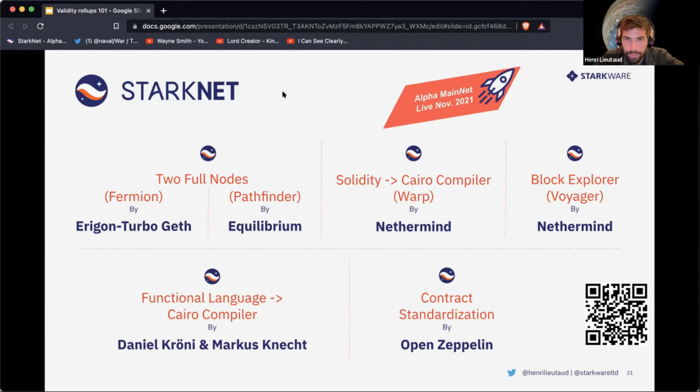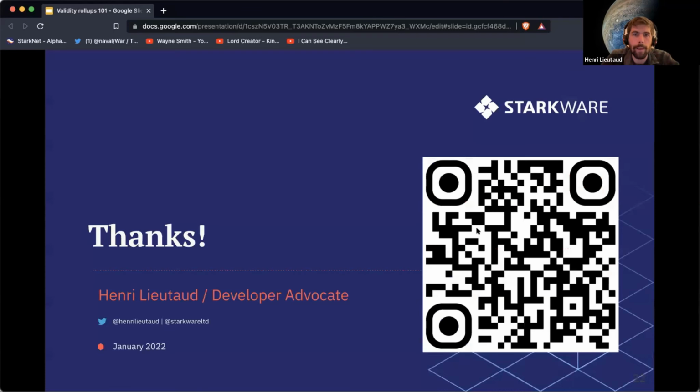There's a block explorer being worked on by Nethermind, and we're collaborating with OpenZeppelin to generate sets of standard smart contracts that will allow you to do the same kind of things on StarkNet as you do on Solidity. Basically, if you want to use an ERC20, you don't have to write it yourself. You take OpenZeppelin's one, you can customize it to your needs, and you're able to use battle-tested, audited code. And that's what we're working on. And yep, I have reached the end of my slides.